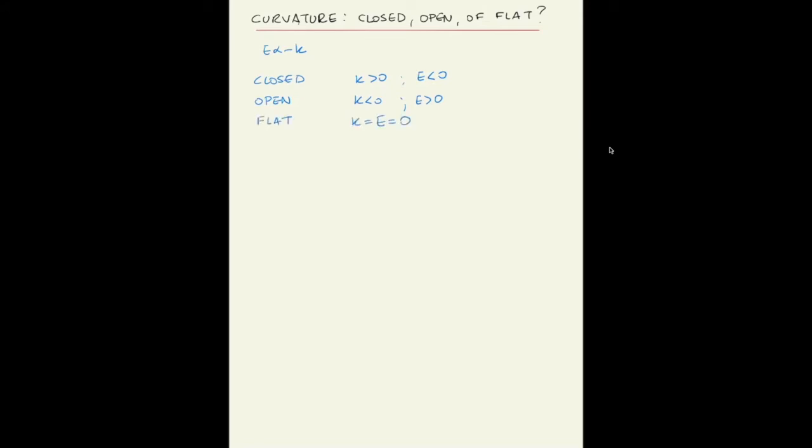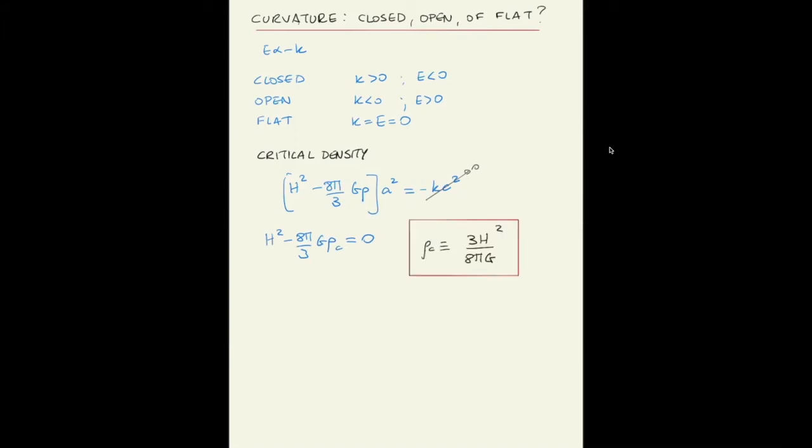Now, based on that, we can define the critical density, which is a density that closes the universe. Let's consider again the Friedmann equation and set K equals 0 to define the critical density. Now solve for this critical density. Now, to find the numerical value of this critical density, we need to know the Hubble constant.